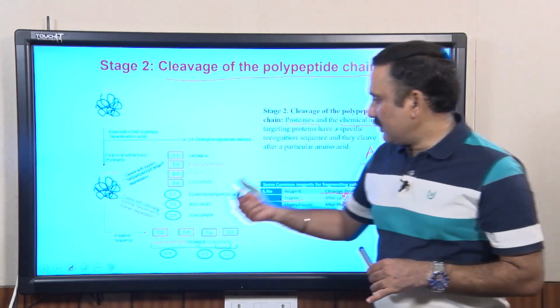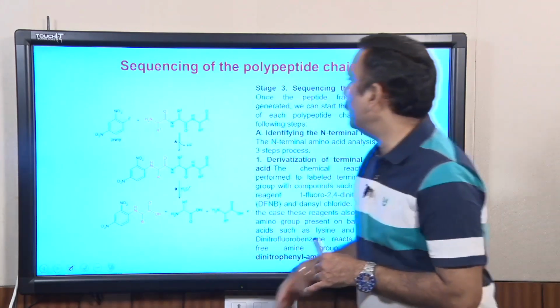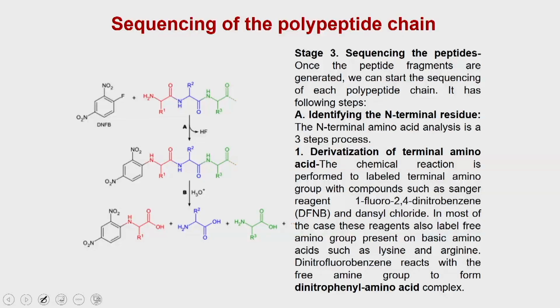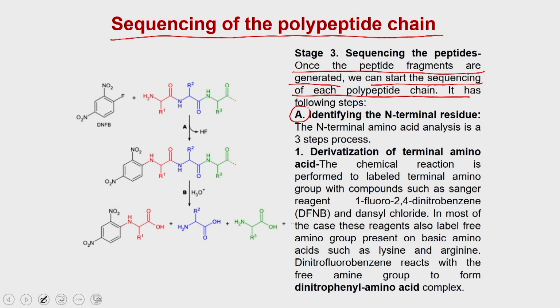Now, you will move on to stage 3. In stage 3, you are going to do the sequencing of these small polypeptide chains. Once the peptide fragments are generated, we can start the sequencing of each polypeptide chain. It has the following steps. The first step is that you have to identify the N-terminal residue.